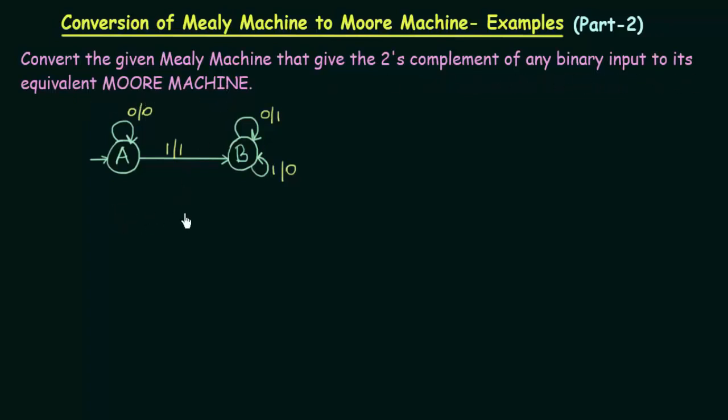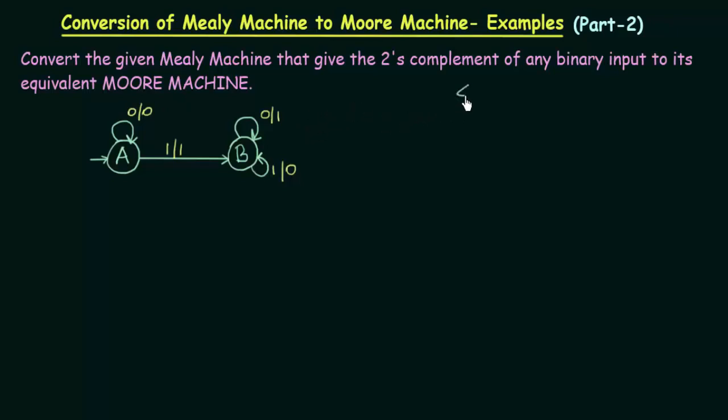So here we have a Mealy machine given, and what this Mealy machine does is that it takes the binary input string and it gives the 2's complement of that binary input string as the output. So we have designed this Mealy machine in one of the previous lectures and we know how it works. It takes the binary input from RHS to LHS and then it gives the 2's complement of that string as the output. So our task is to convert this to its equivalent Moore machine. Okay, so let's see how we can do that.